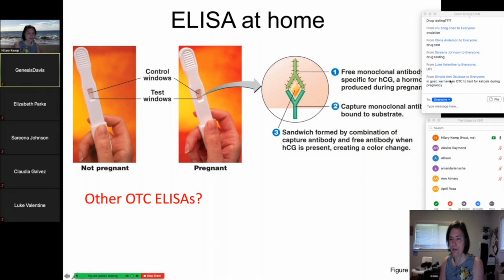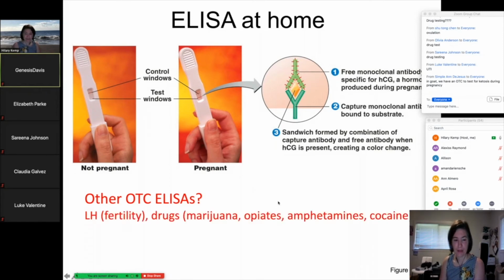Oh, and some people are mentioning they have a test for ketosis. Yes, you can test for ketosis as well. You can do that at home too if you're actually trying to induce ketosis in your body. So these are some examples of things you can test for. You can test for amphetamine levels and things like that. And it's all based on antibodies. So as long as there's something that has a specific antigenic response, you can test for it.